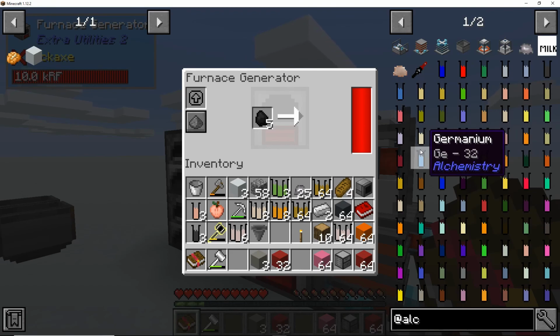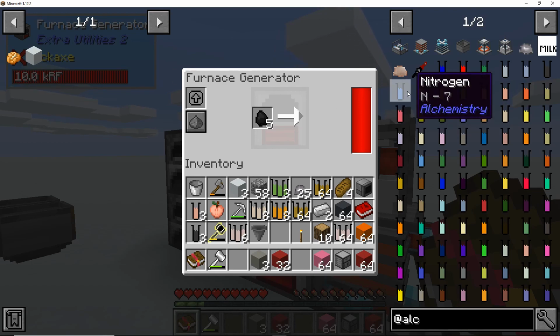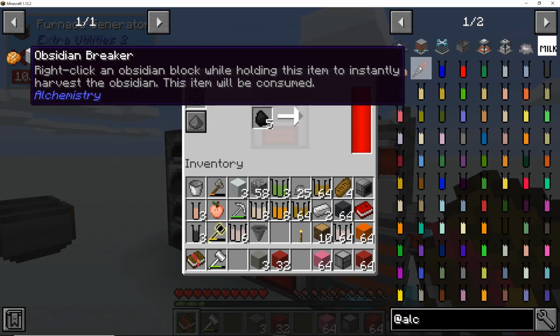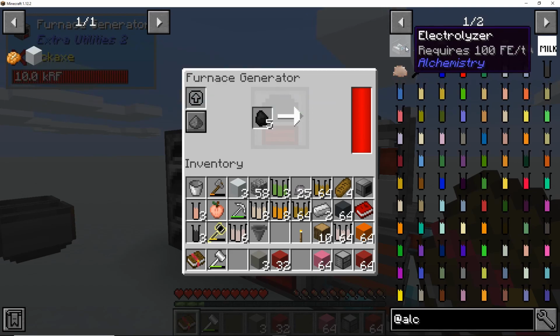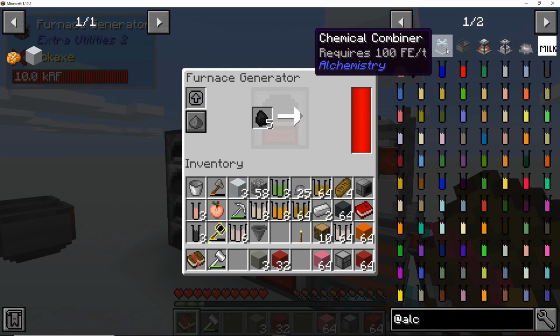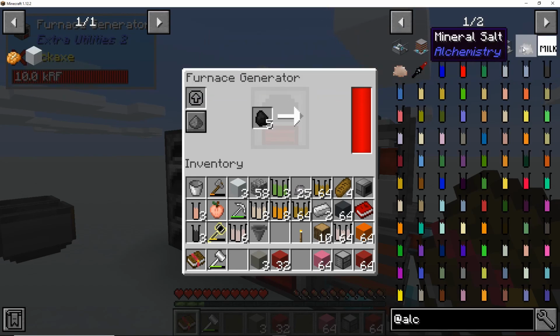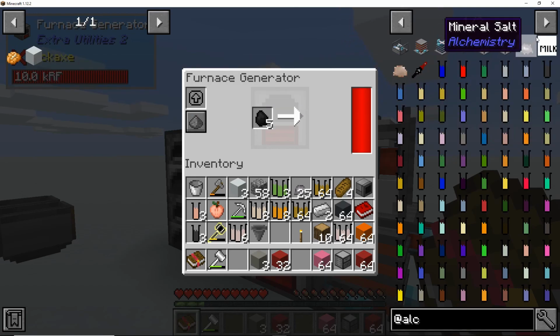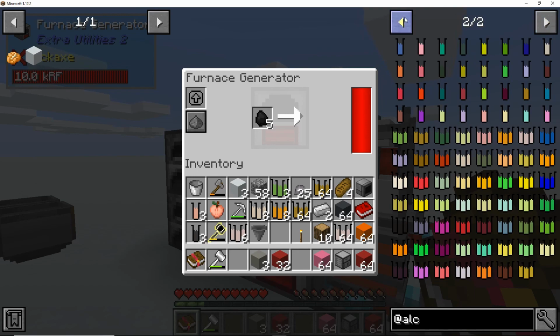Okay. So we are doing great. I'm gonna have to find a way to do a periodic table. I think I'd like that. I would like that a lot. So what do we have here? An Obsidian Breaker. While holding the item, instantly harvest the obsidian. This item will be consumed. Electrolyzer, chemical dissolver, combiner, atomizer, and mineral salt, condensed milk, and fertilizer. So this is quite fun.